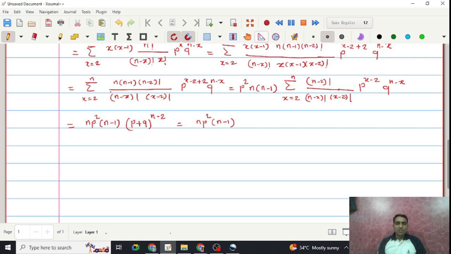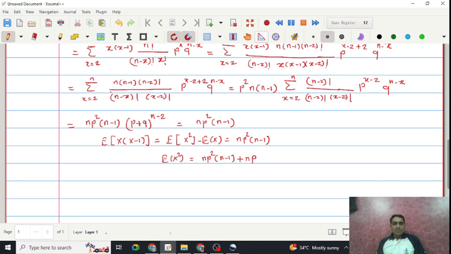This is the answer of what? The second factorial moment, that is expectation of x into (x minus 1). But we are interested in expectation of x square, so we multiply inside, and we get expectation of x square minus expectation of x is equal to n p square into (n minus 1). So we take expectation of x to this side. Finally we get n p square (n minus 1), and this expectation of x is np, so plus np.